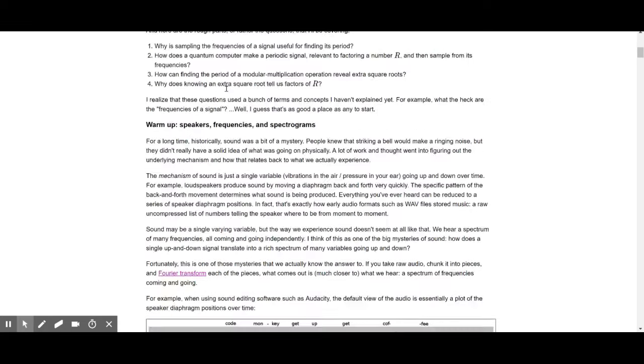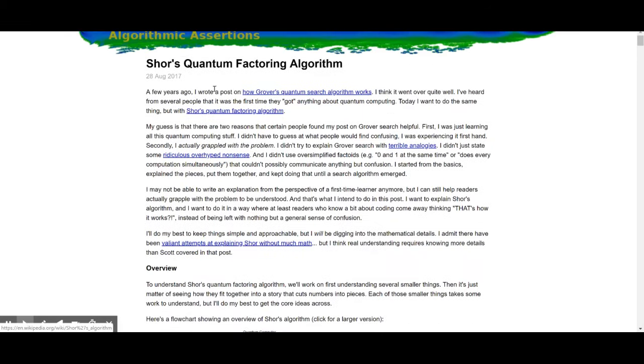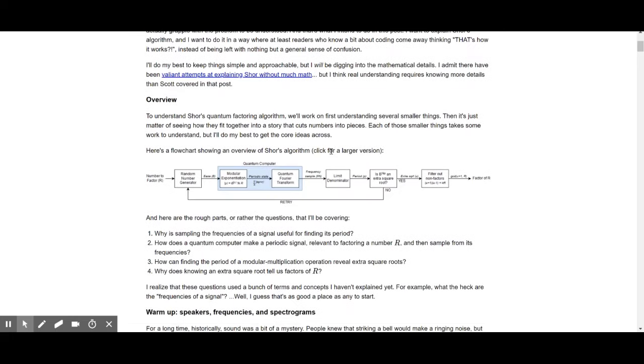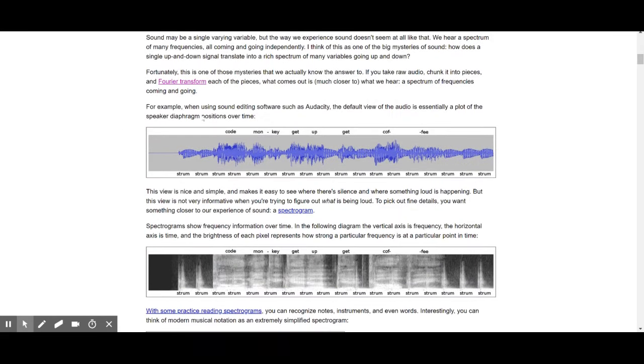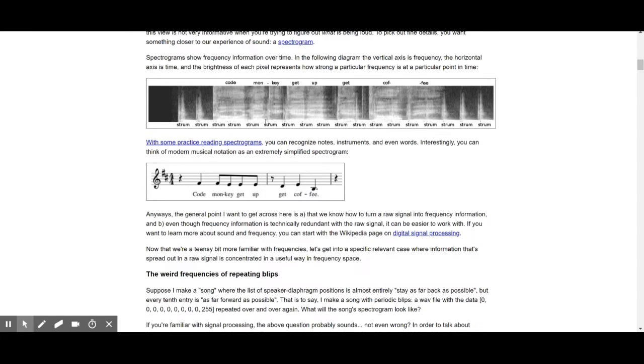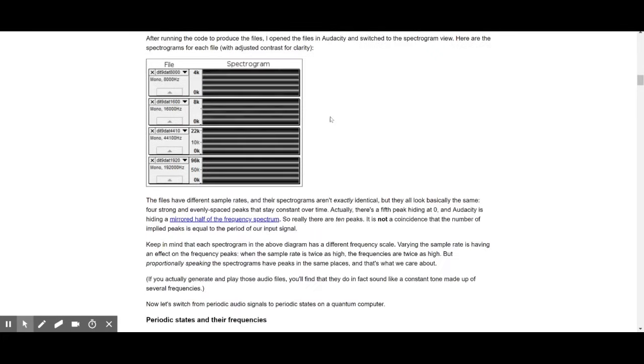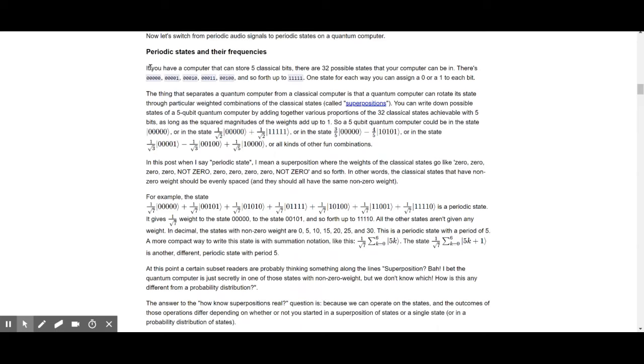Here I'm going to skip the first part, where they explain Shor's factoring algorithm, sort of the overview. I haven't really gone through this. And then a bit of background on the Fourier transform, and the signals and signal processing and stuff like that. But I think this is where it's interesting, probably. If you have a computer, there are 32 possible states you can be in.